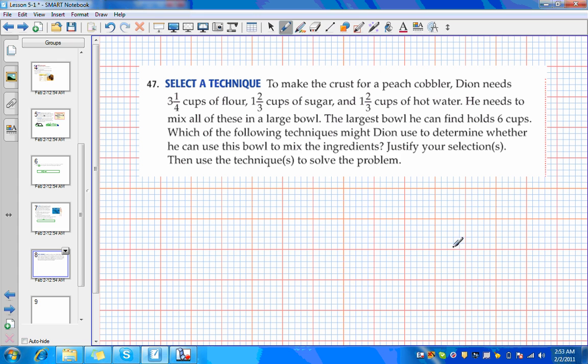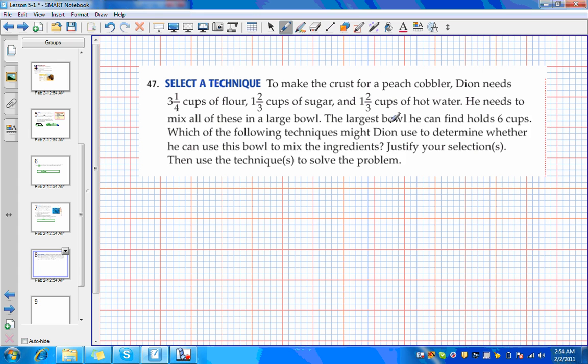I didn't copy down the techniques. I just want you to find your own techniques. So, can he use this bowl to mix the ingredients? Yes or no? But remember, this question has many parts. You have to think about, are you adding? Are you subtracting? I want you to think about, did you do this mentally? Did you estimate? Did you use your number sense? These are all things that you've been using throughout, but you need to be aware of it.